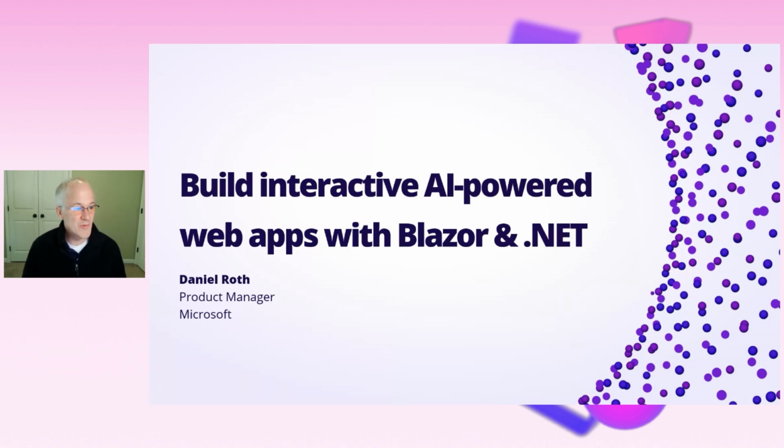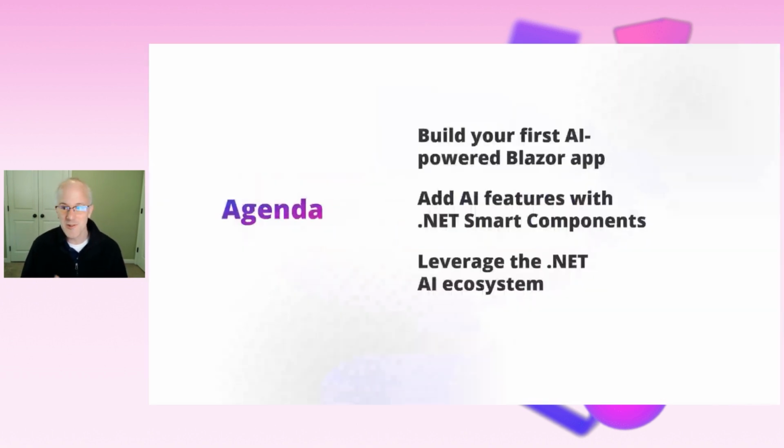And in this session, we're going to build interactive AI-powered web apps with Blazor and .NET. We're going to start by building a simple AI-powered Blazor web app together. We'll then look at how you can add additional AI capabilities and features using pre-built components like the .NET Smart Components. We'll then take a tour of some of the great AI features coming from the .NET ecosystem.